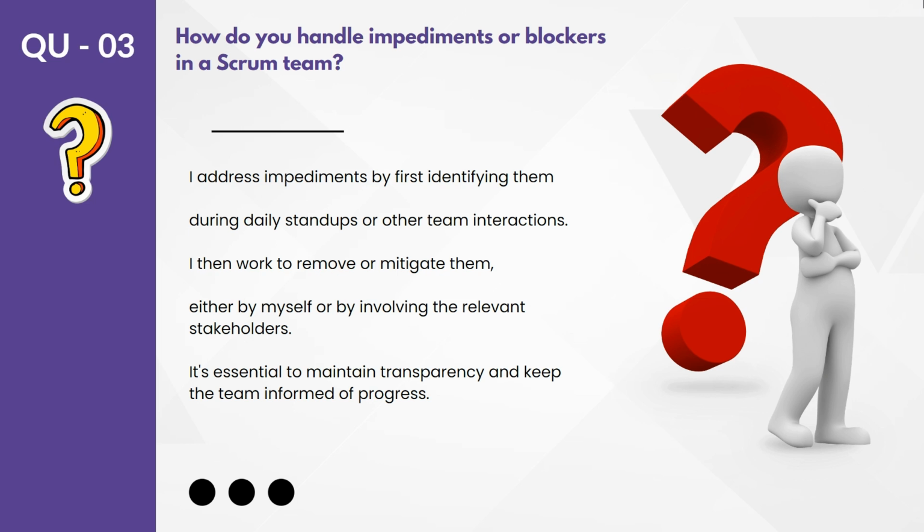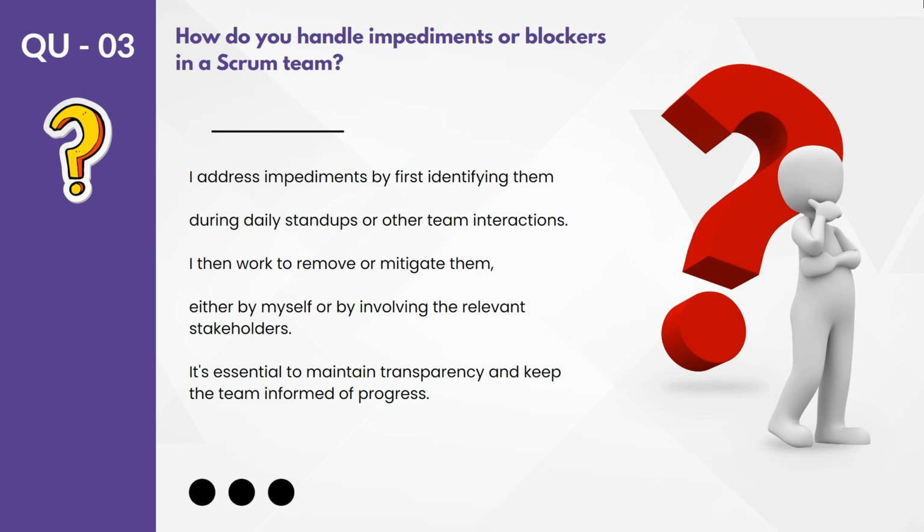Once you identify those impediments, then you have to work to remove or mitigate them. So first, you have to identify. Second, how are we going to identify? Through team interaction or daily Scrum. And then once you identify them, you have to remove or mitigate them. And to mitigate, either you will be doing something on your own or you will be working with other people to remove those impediments. That will be your next set of actions.